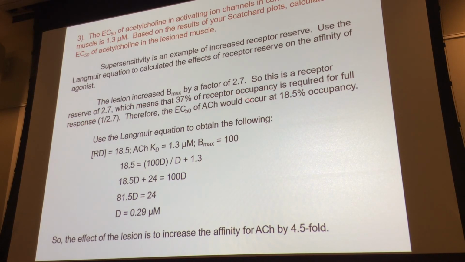So now you have everything you need. The EC50 of acetylcholine would occur at half of that, which is 18% occupancy. And so you just plug it into the Langmuir equation, solve for D, and now you see that in the lesion tissue, the EC50 for acetylcholine is now 0.29 micromolar instead of being 1.3. So this is just another example of how increasing the number of receptors can increase the sensitivity of the system to the agonist.